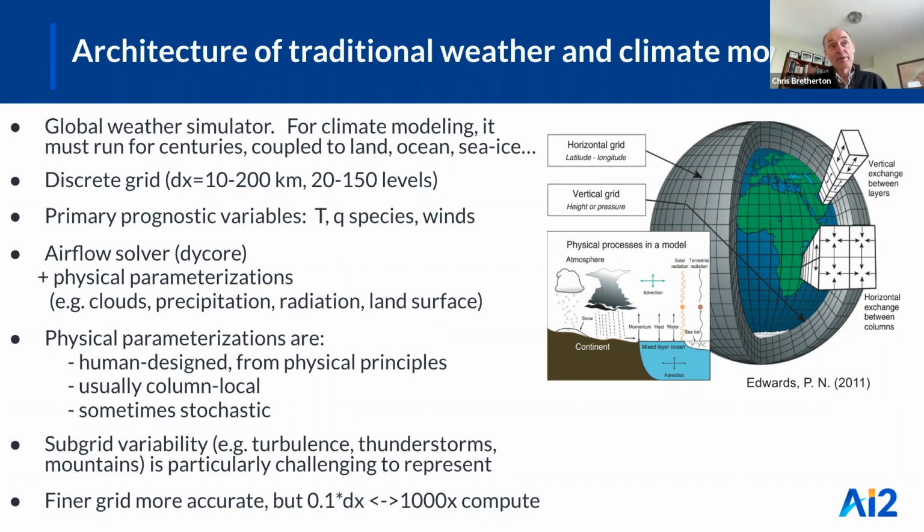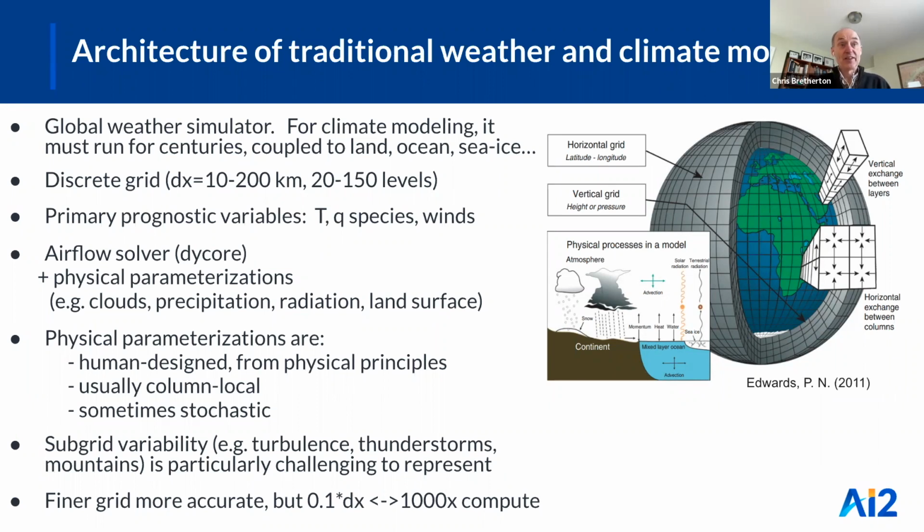A weather or climate model consists of an airflow solver, often called the dynamical core, which just discretizes the equations of fluid motion and represents them on a sphere. And in addition, what we call physical parameterizations, which are basically human-designed representations of the effects of clouds, precipitation, radiation from the sun, and long-wave infrared radiation from the Earth and the atmosphere, of interaction of the atmosphere and the land surface. All of these things then are represented in each grid cell.